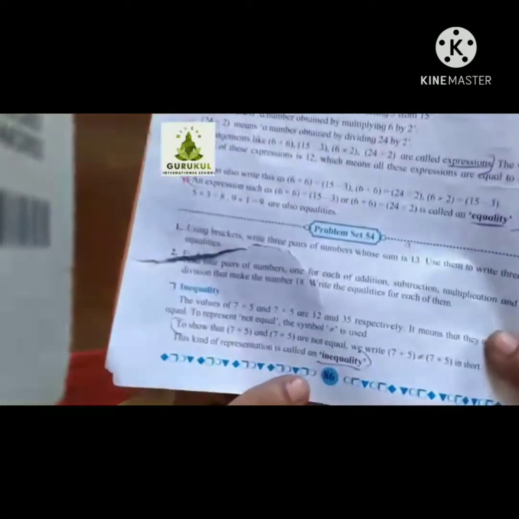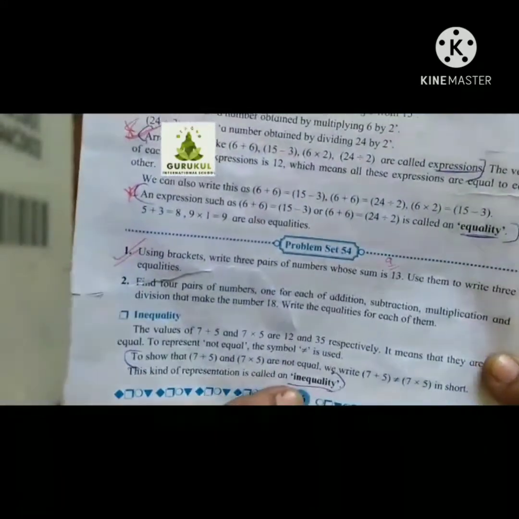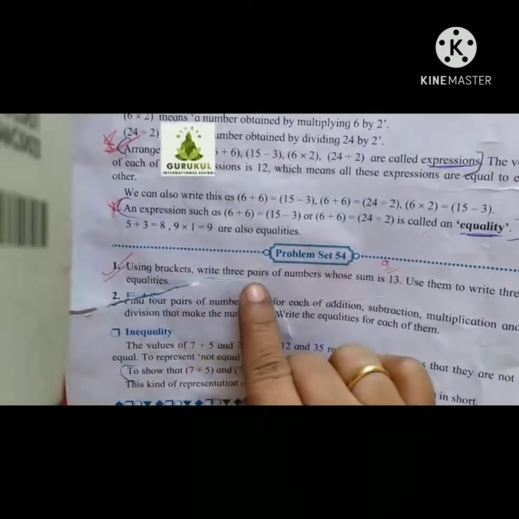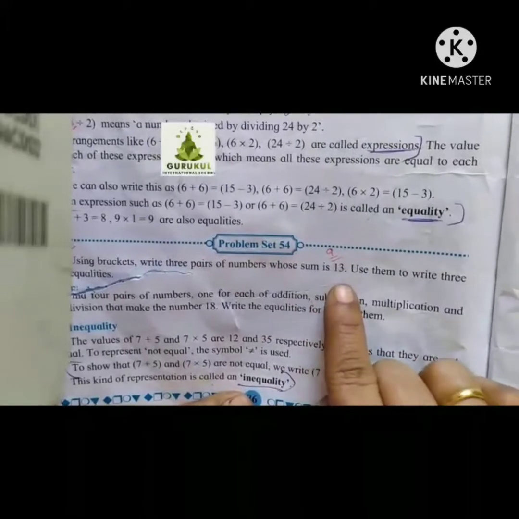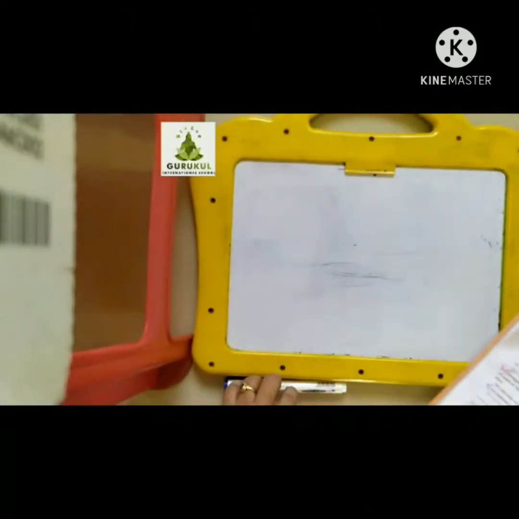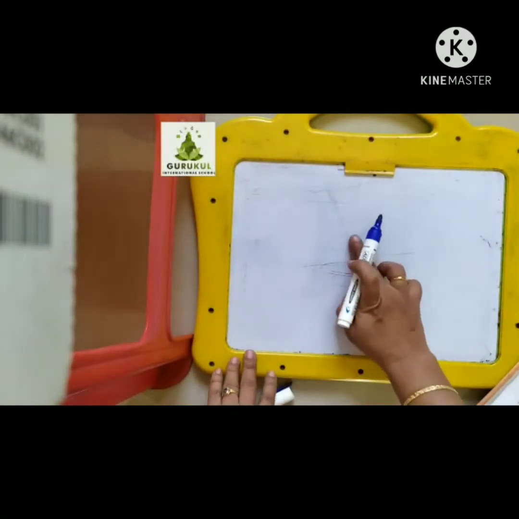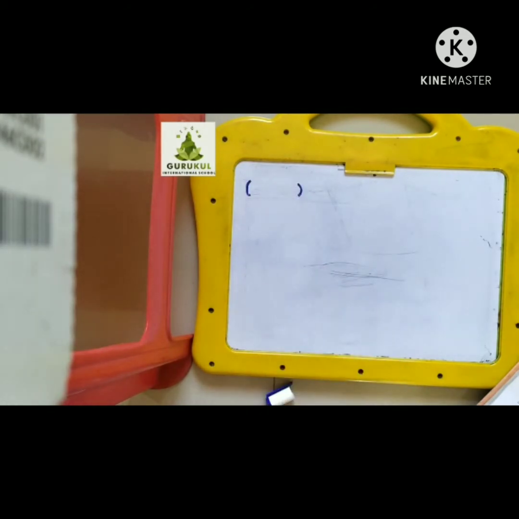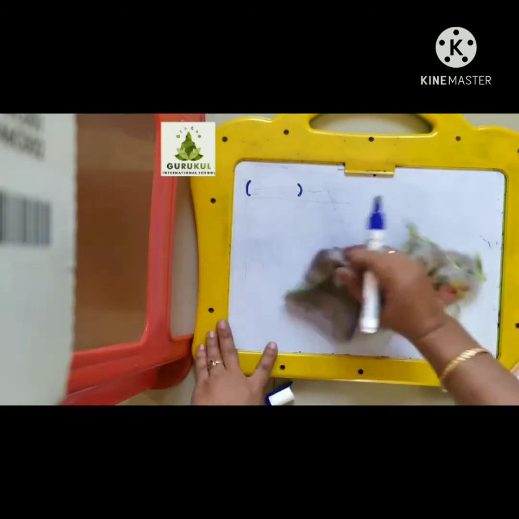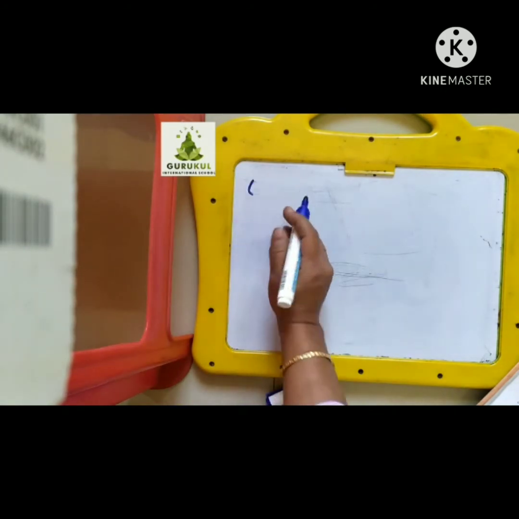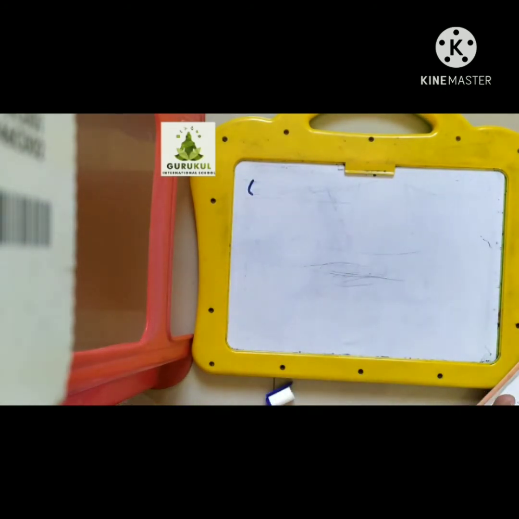Come to practice set 54 on page number 86. See, you have the first question there. Using brackets, write 3 pairs of numbers whose sum is 13. Use them to write 3 equalities. Now what we have to do is make an expression. To make an expression, you have to prepare the brackets. Always make a habit that at the start you put a bracket, then write whatever numbers you want along with the operation, and then close the bracket.